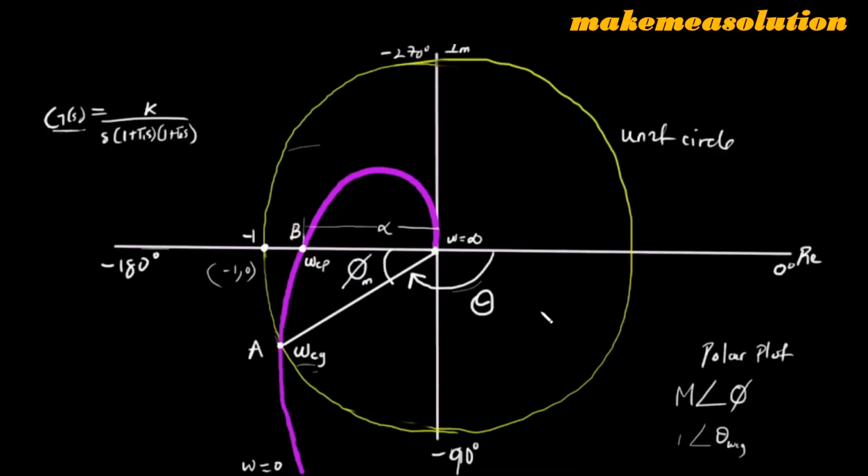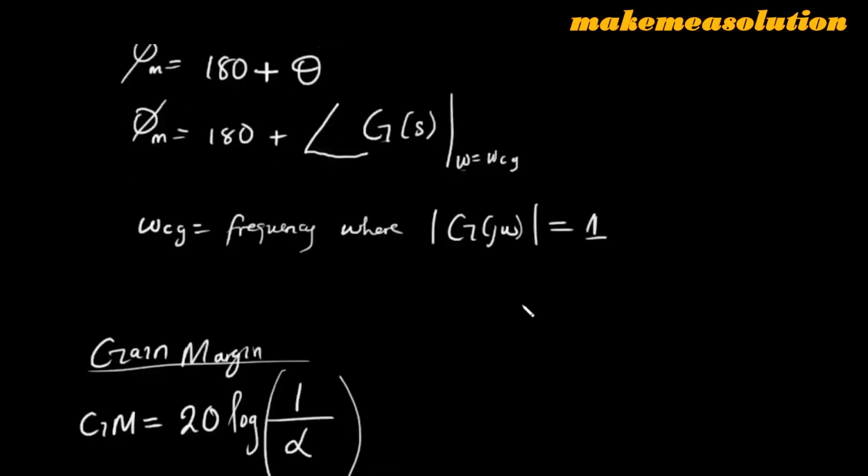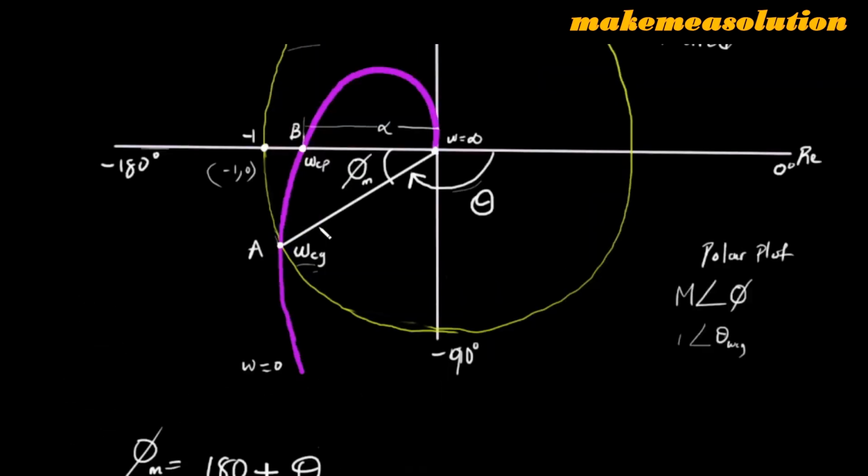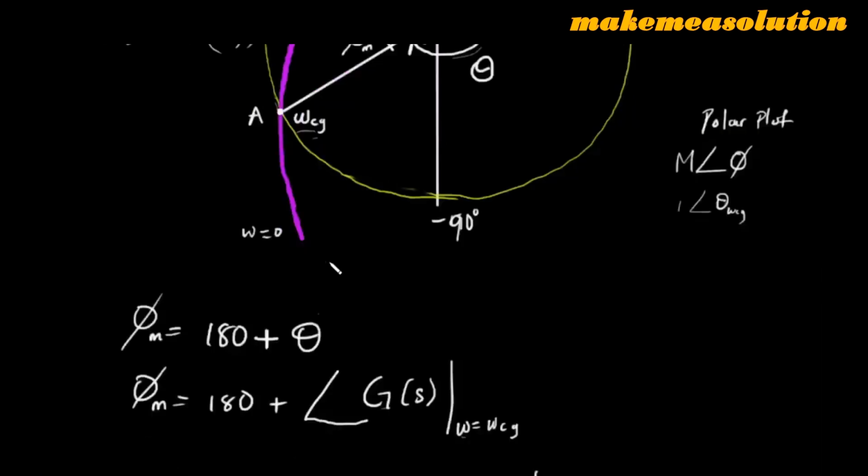Now let me just say something about phase margin and gain margin. For our system to be stable, I've already established that alpha should be less than 1. So alpha has to be less than 1, because if alpha is more than 1, that means this point B would have crossed over this minus 1 point, which I don't want. We don't want that in a control system. So alpha must always be less than 1.